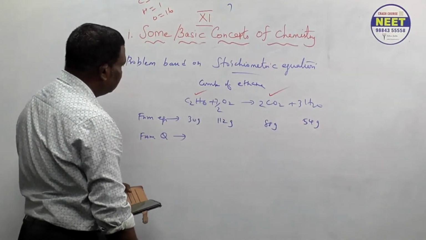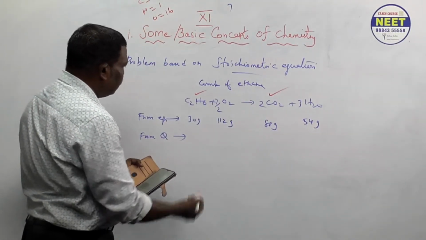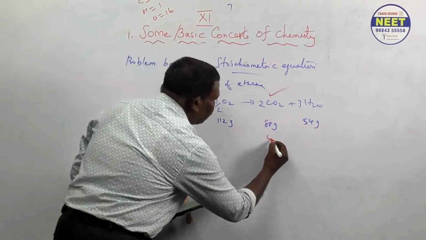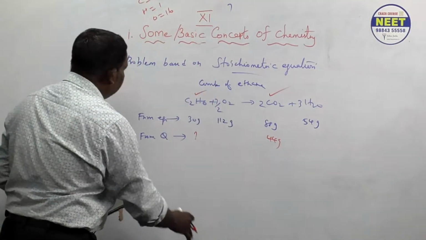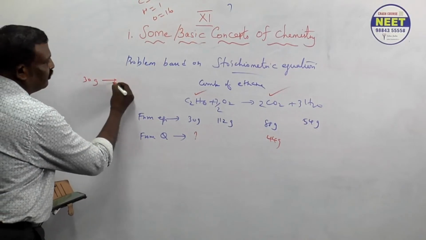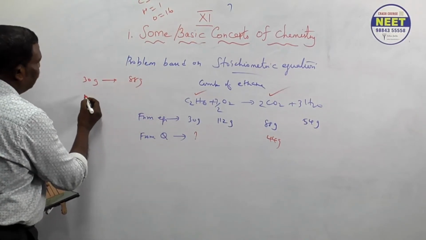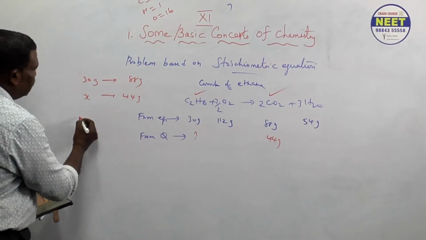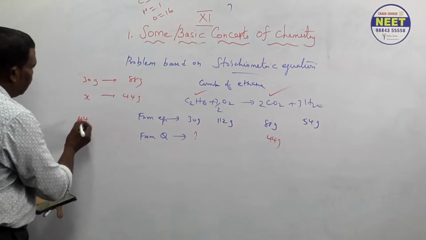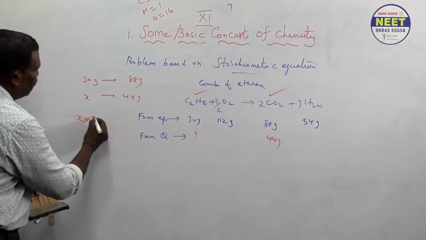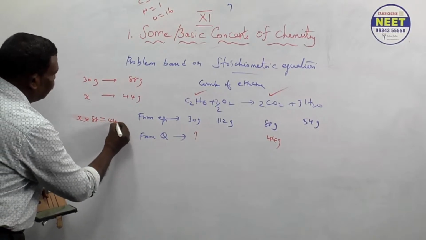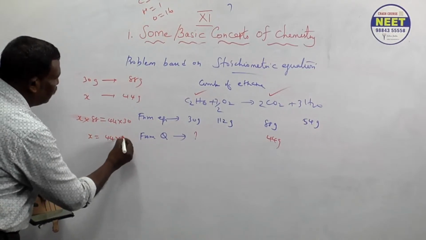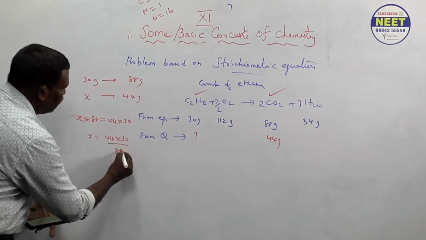Understood? How many moles of ethane required to produce what? 44 is given. These two only compare. So 30 gram, 88 gram. X we don't know. So 44 gram. Cross multiplication: X into 88 is equal to 44 into 30. Therefore, X is equal to 44 into 30 by 88.